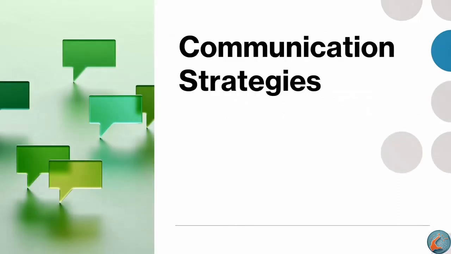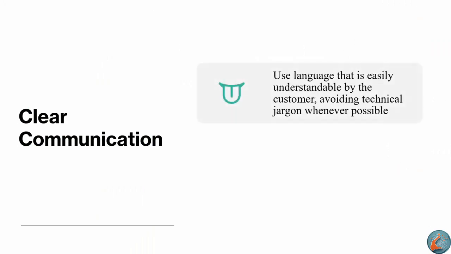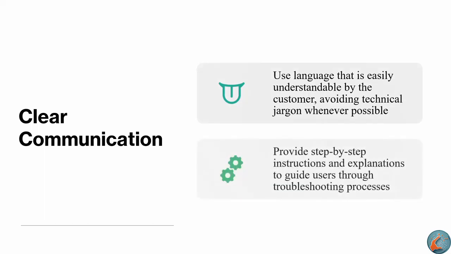The next is communication strategies. How can an IT support person communicate effectively? What are some of the communication strategies we have in customer IT service relation? One is clear communication. Use language that is easily understandable by the customer, avoiding technical jargon whenever possible. So an IT support person will not use technical words that are very difficult for the end users to understand. Provide step-by-step instructions and explanation to guide users through the troubleshooting process.